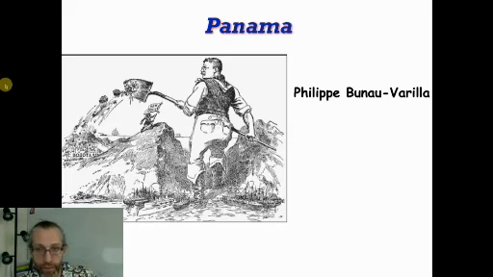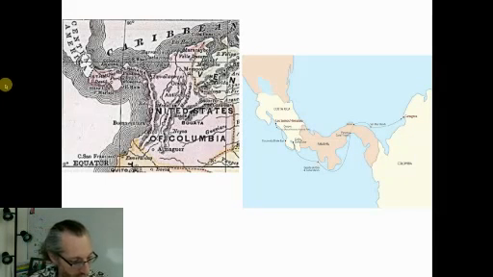A French guy, a fairly interesting character named Philippe Bunau-Varille, was working on this project of building this canal. And we realized that we needed, in fact, to own Panama if this was going to work. But who did own Panama? This is the question, right? Panama was owned by Colombia.